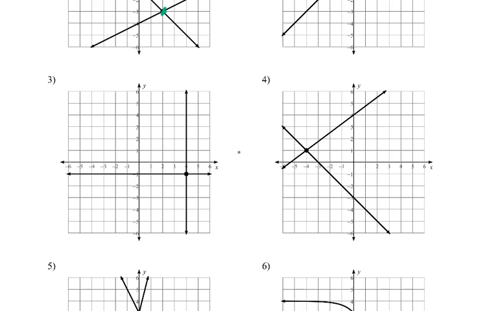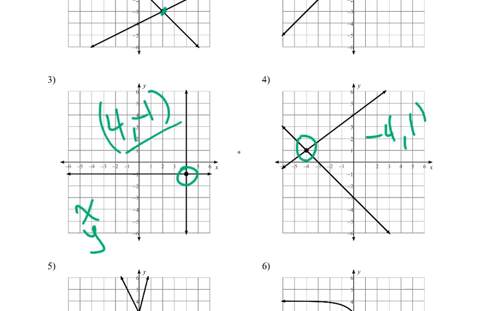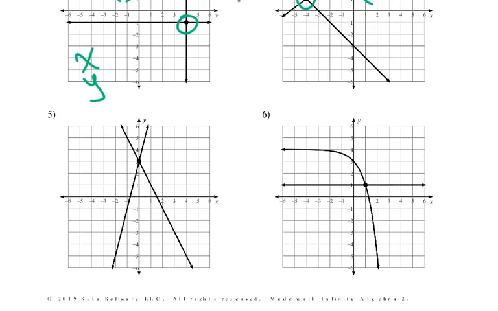So we find where they intersect right there. It's an x value of 4, y value of -1, because it's a coordinate. It's an x and a y value. Number 4 would be (-4, 1). Number 5 would be (0, 3). And number 6 would be right here at (1, 1).